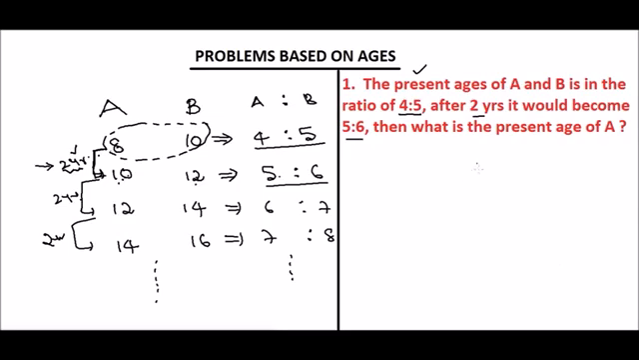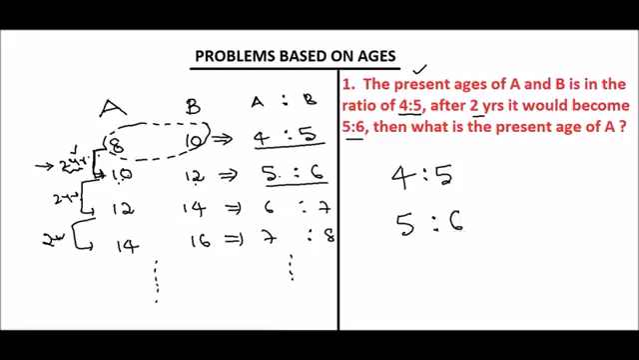Now it can be done in a very simple way. Rather, I can say the simplest way of doing things. What is the given thing here? The present ages of A and B are in the ratio 4:5. You take it as it is. Present age is in the ratio of 4:5. After 2 years, it would become 5:6.